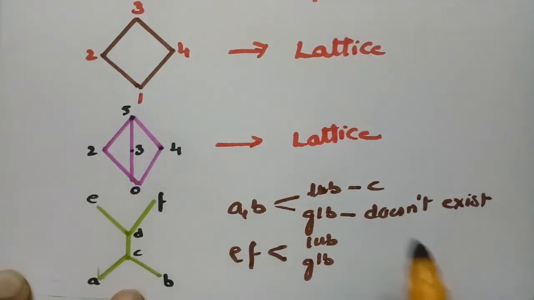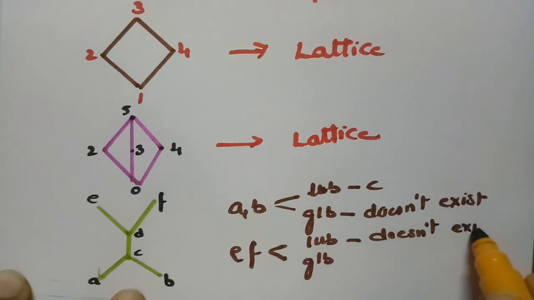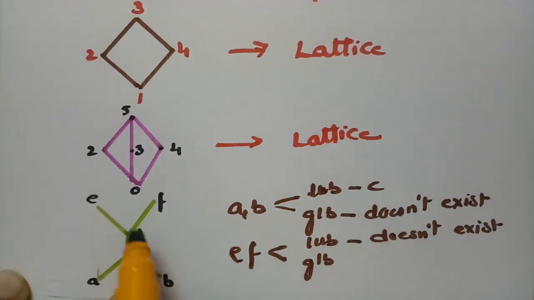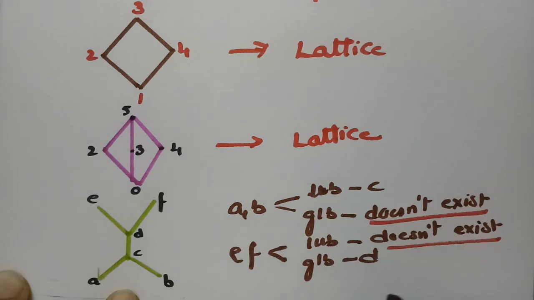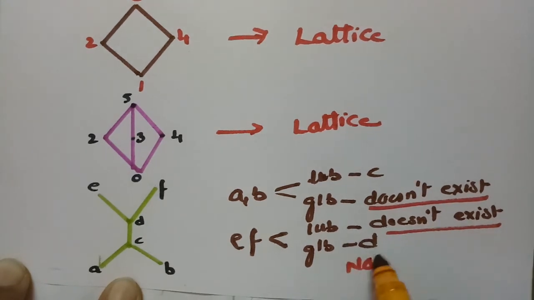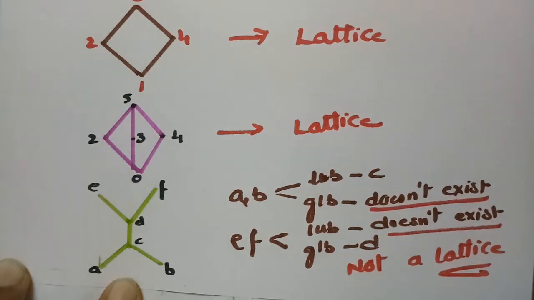Here the upper bound doesn't exist. And for E comma F, the greatest lower bound is equal to D. Hence we have no greatest lower bound for A comma B and the least upper bound of E comma F doesn't exist. Then we say that this is not a lattice, and this is so simple to understand.